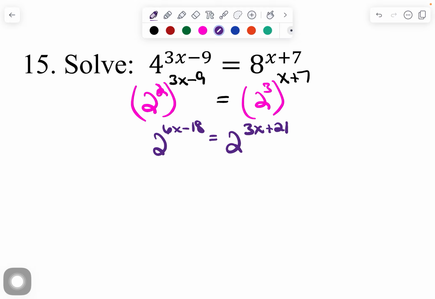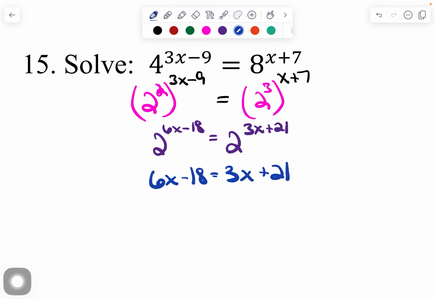Now, the whole reason we do this is so that this base and that base match. And if these two bases match, which they do, we can then just take this exponent equal to that exponent. So I'm going to make myself a separate little equation here. 6x minus 18 is equal to 3x plus 21. And let's see what I can do to solve this thing.